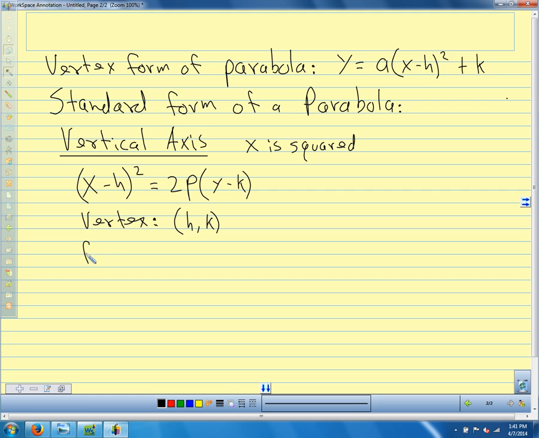Our focus is at the point (h, k + p). So p tells us how far away our focus is from our vertex. Our directrix is going to be the line y = k - p. So p tells us how far our directrix is away from our vertex. Our axis for this vertical parabola is the line x = h. So it goes through the focus and through the vertex.